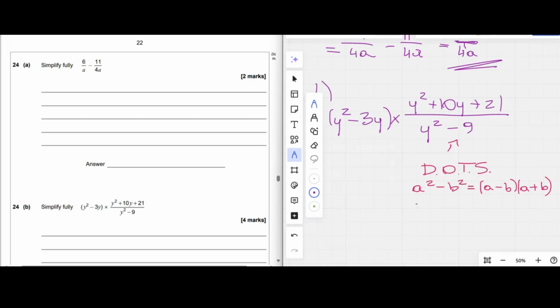So y squared minus 9, how can we factorize it? y minus 3, y minus 3. Plus, plus 3.